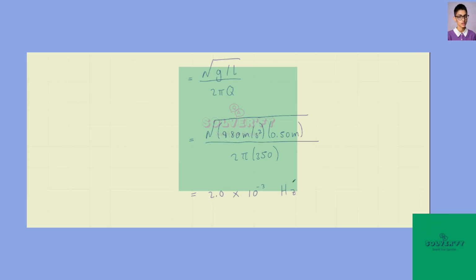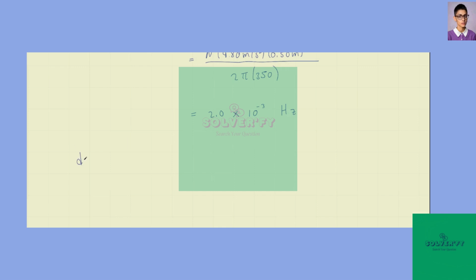That's the total frequency change, and so the driving frequency which we require must be within 1 times 10 to the minus 3 hertz on either side of the resonance frequency.